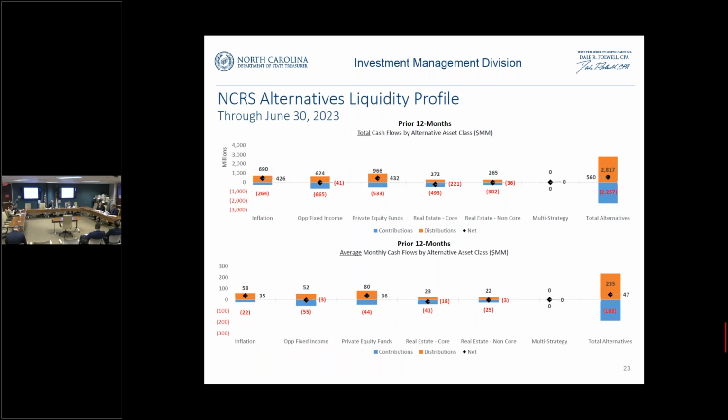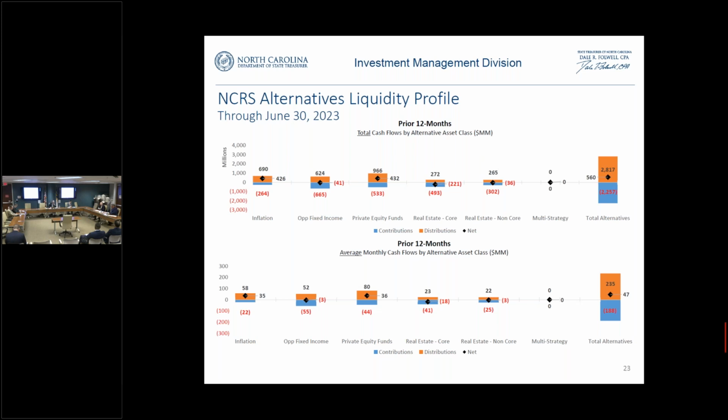Then the next slide is our alternatives liquidity profile. So we've seen this shift a bit over the last year or so, and really over the last few quarters, where we are less net cash flow positive than we had been over a number of years. If you looked at this over the last couple of quarters, we had a net cash flow for this 12-month period that this measures of over $1 billion. If you look at the top right here, the net cash flow for the previous 12 months is at about $560 million. So we have seen the net cash flow go down.